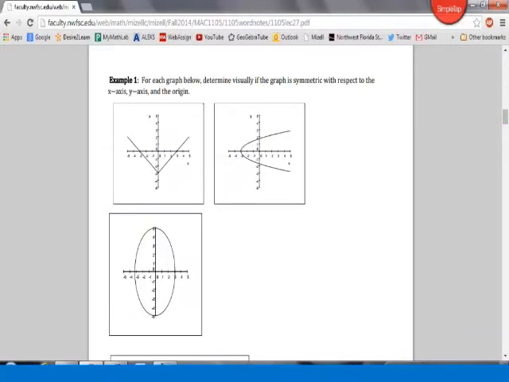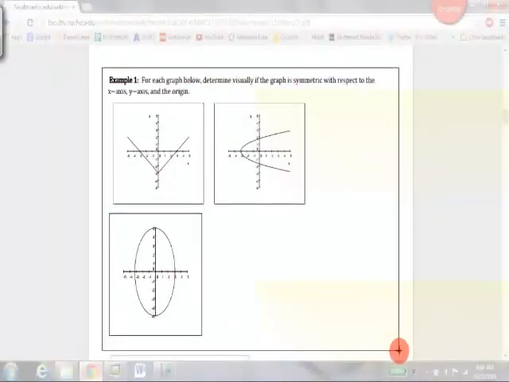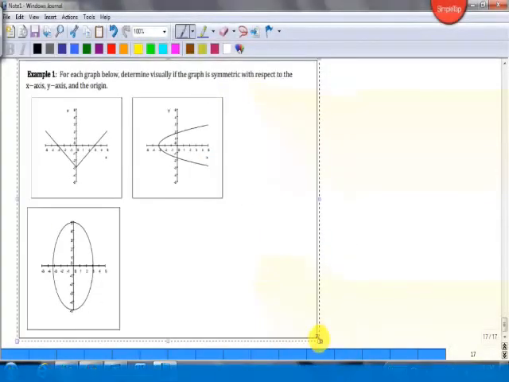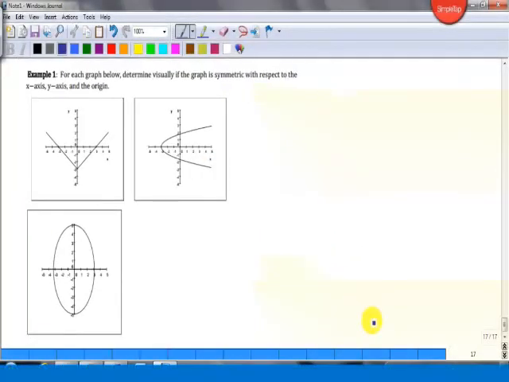To save ourselves as much time as possible, there's one additional observation that we need to make, but I'll make that in a moment. Example 1: for each graph below, determine visually if the graph is symmetric with respect to the x-axis, y-axis, or origin. So, a kind, gentle, maybe even fun exercise here. Can we recognize a particular type of symmetry when we bump into it? This one looks like a translation of the absolute value function, maybe 3 units downward. What type of symmetry, if any, does this first graph have?